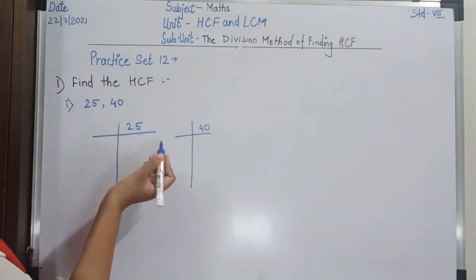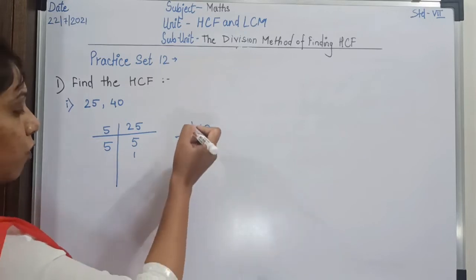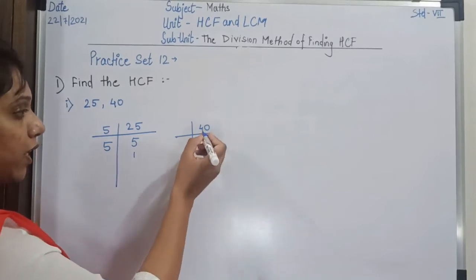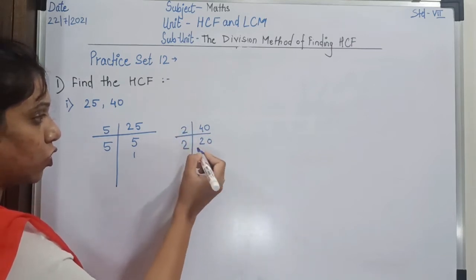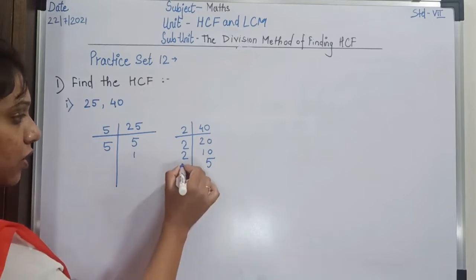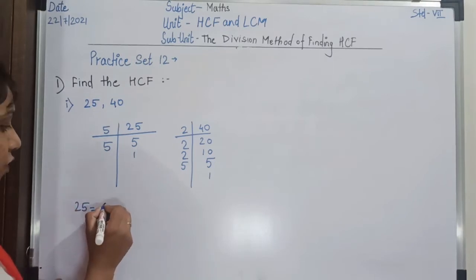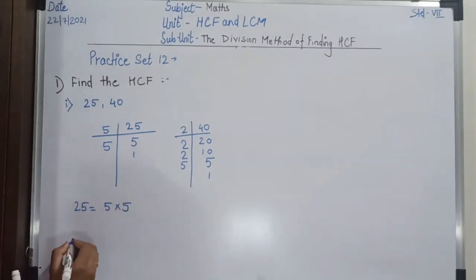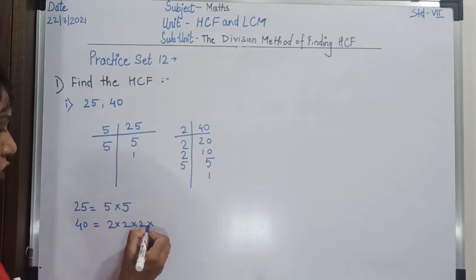So we know 25 comes in the 5 table. 5 5s are 25 and 5 1s are 5. Over here we have 40. So we also know that 40 comes in the 5 table and we can also write it in the 2 table. So 2 2s are 4, 0. 2 1s are 2, 0. 2 5s are 10 and 5 1s are 5. So 25 has 5 into 5 and 40 has factors 2 into 2 into 2 into 5.